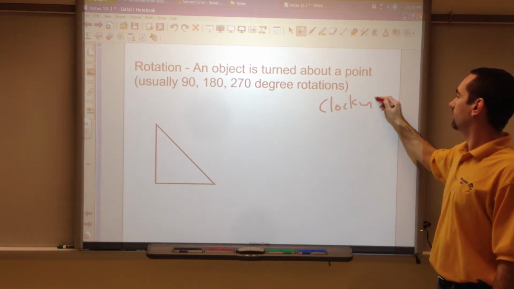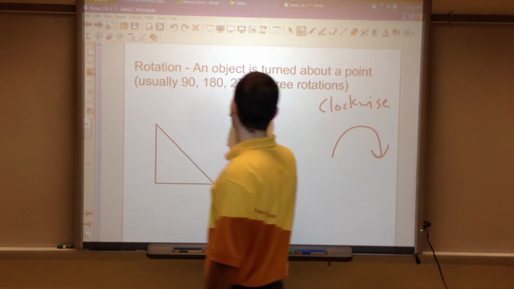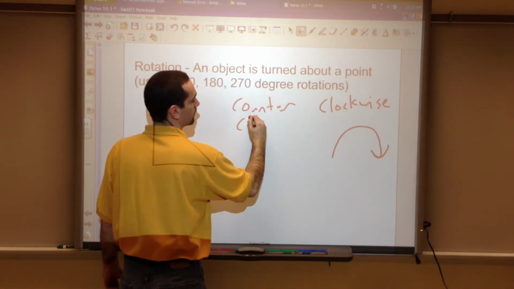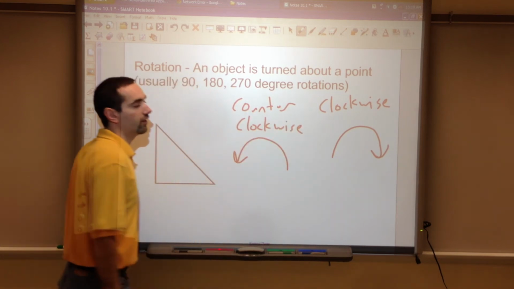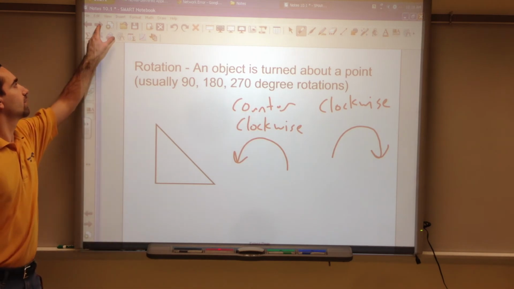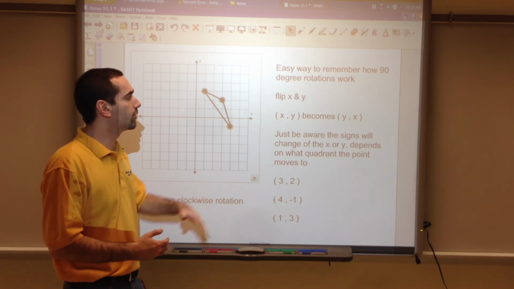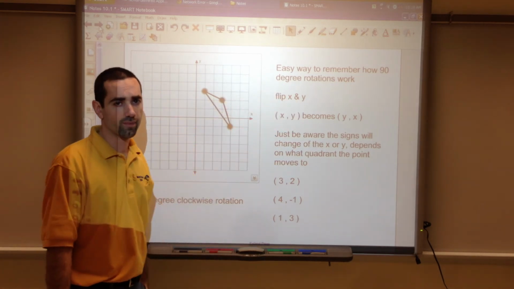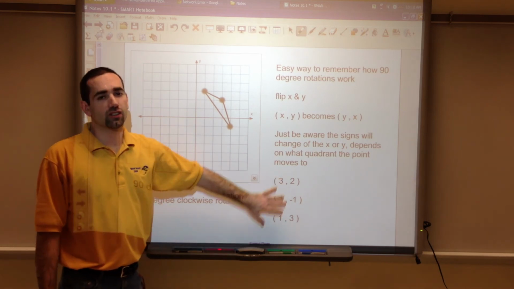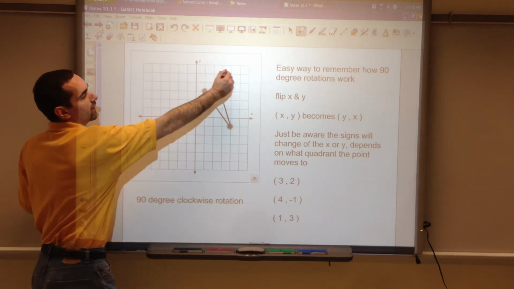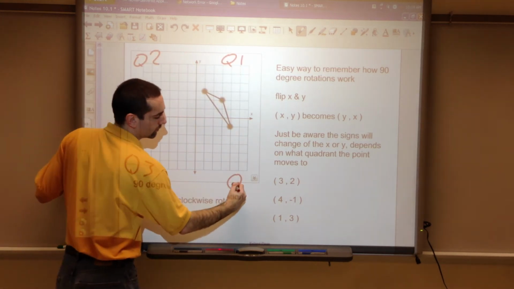Clockwise is that direction. Counterclockwise is rotated in that direction. So, now an easy way to remember how 90-degree rotations work, you flip your x and y coordinates. Now, just be aware, your negatives may or may not stay the same. Think about the quadrant that you're in and the quadrant you're going to.